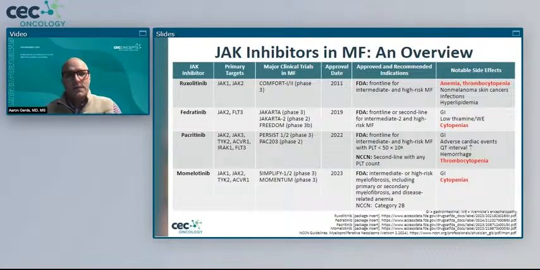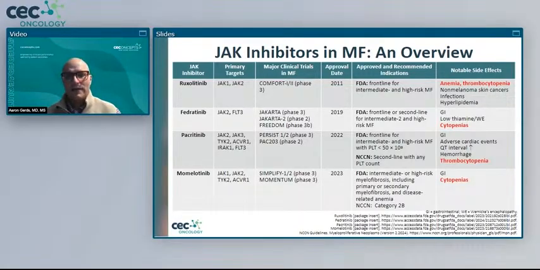So ruxolitinib was the first one approved. It was based on the COMFORT-1 and COMFORT-2 trials. It was approved in 2011 for intermediate and high-risk myelofibrosis independent of line because it was the only drug at the time. It is primarily a JAK1 and JAK2 inhibitor. As a result of the JAK1 and JAK2 inhibition, we do see anemia and thrombocytopenia as common side effects. There's also an increased risk for non-melanoma skin cancers and precancerous skin lesions.